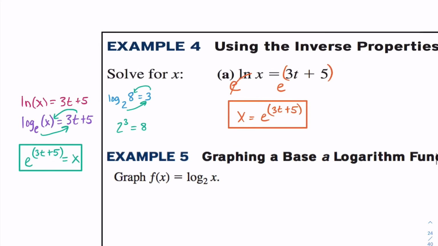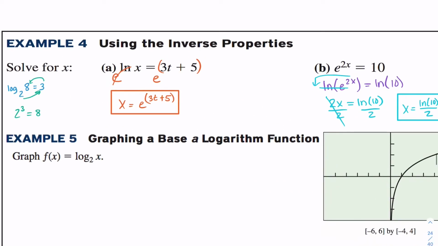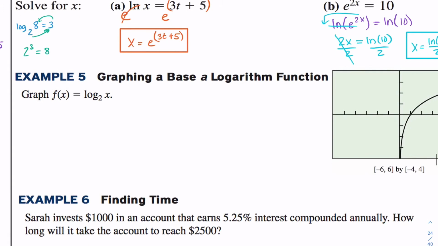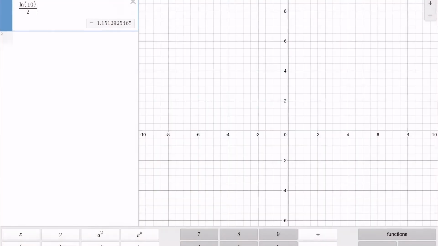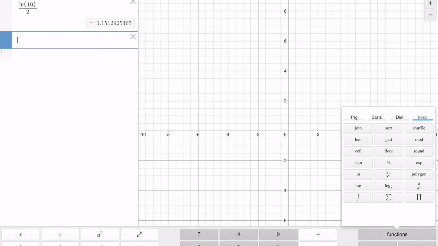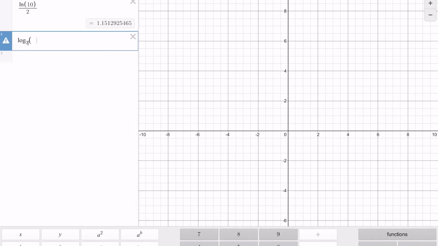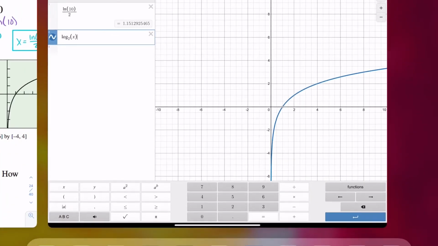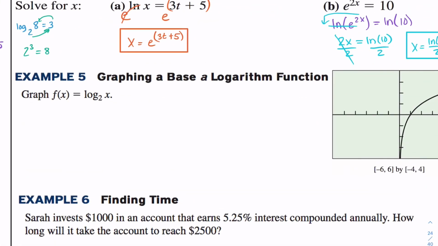Okay, that's that one. Now, graphing a base A logarithmic function. All I want to show you here is, as that base changes, it's going to get greater. Log base 2 of x.